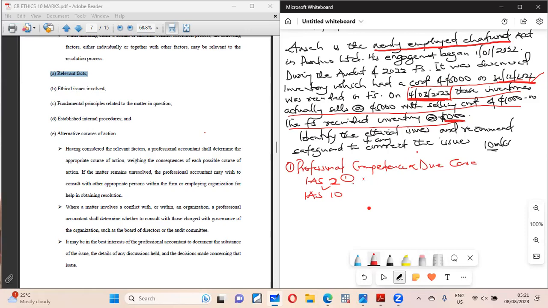So you will not come here and say that the cost is 5,000. The net realizable value is what? 5,000 minus what? 1,000. Okay, which will give you 4,000. And therefore, they should be recording the 4,000. The fact that the person has not recorded the 4,000 can come from two things. Number one is professional competence. He doesn't know the standard. Have you seen it? He doesn't know the standard.